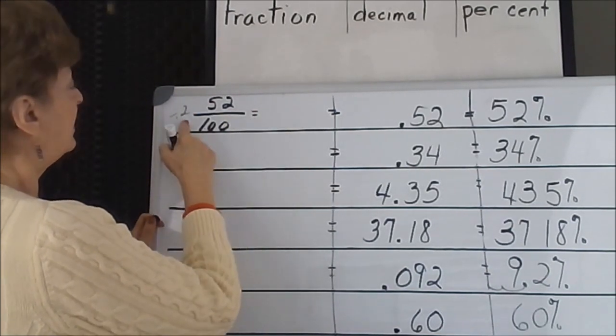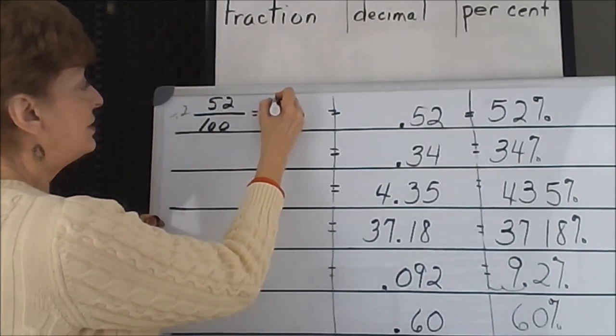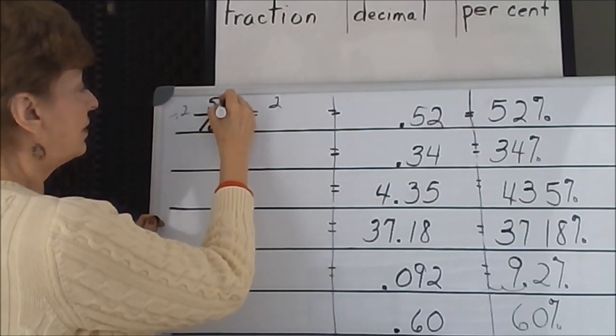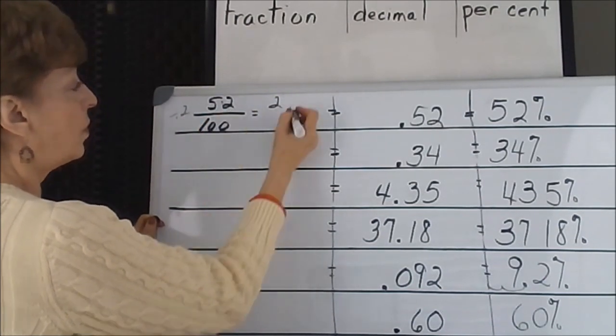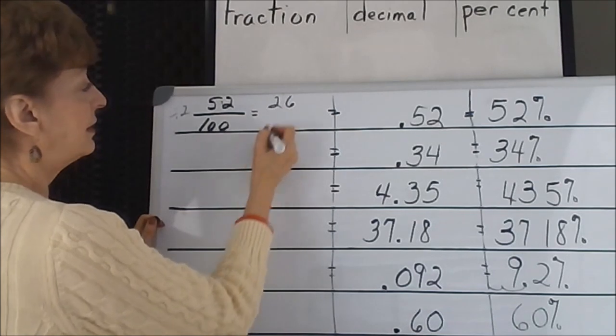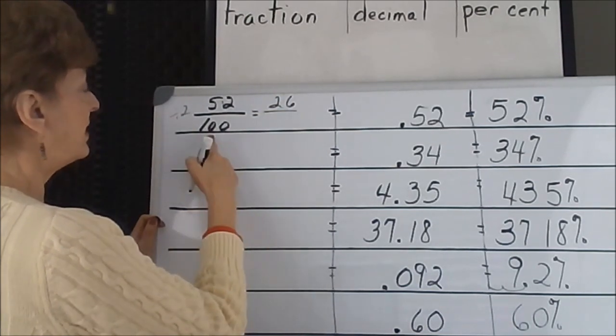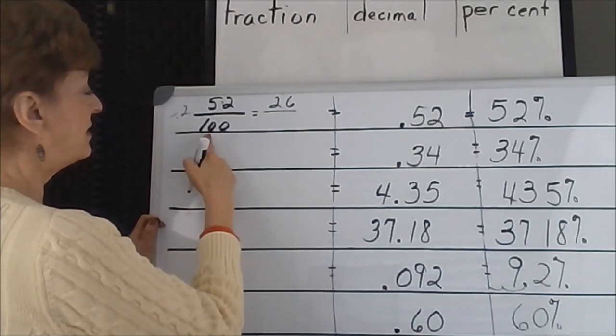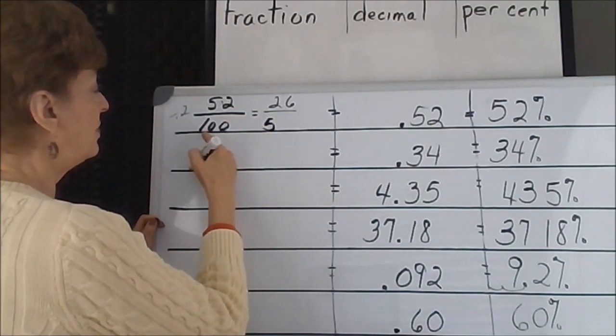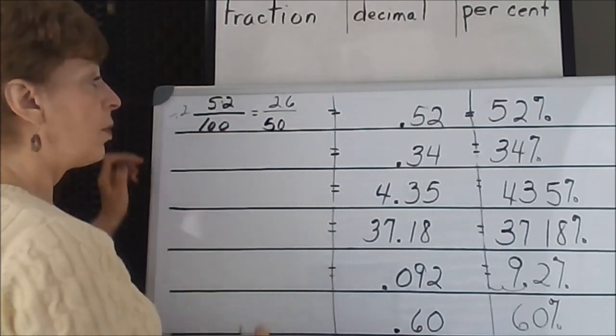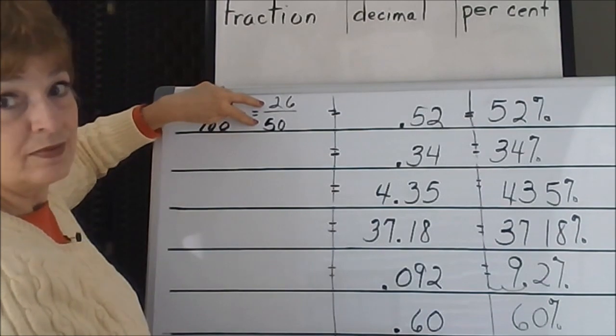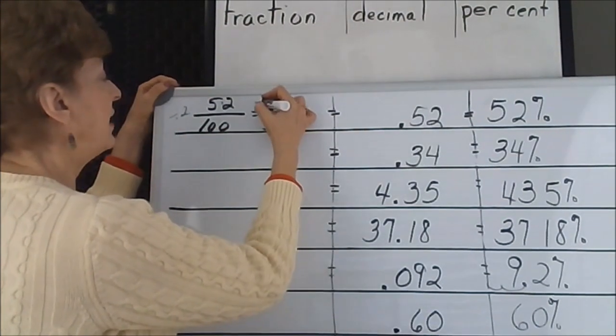So 2 divides into 5 2 times with 1 left over. 2 divides into this 12 6 times. And 2 divides into 100, 2 divides into 10, 5. 2 divides into 0, 0 times. We still have 2 even numbers. This can be divided again by 2.